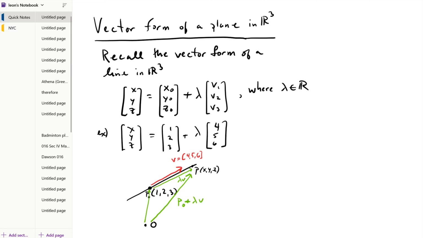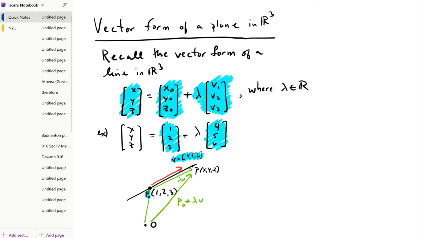Now, you'll recall that for a line in R3, the vector equation is of the form (x, y, z) equals a point, and to that point we add a multiple of a vector pointing in the direction of the line. So that's why we have this lambda v, where lambda is any real number. As an example, you've got (x, y, z) is (1, 2, 3) plus lambda times (4, 5, 6). Now (1, 2, 3), that's our p0 right there. (4, 5, 6), that's a vector pointing in the direction of the line, illustrated in red here.